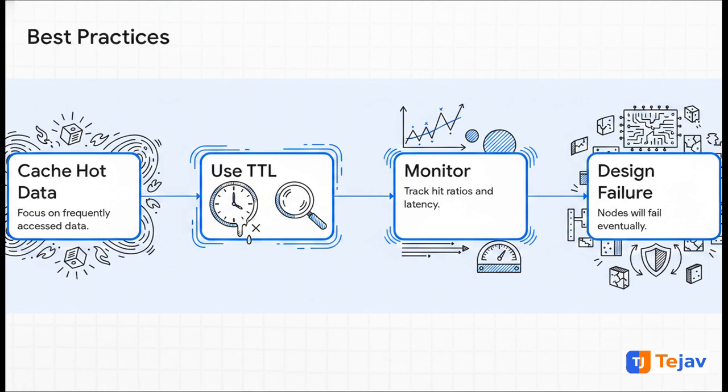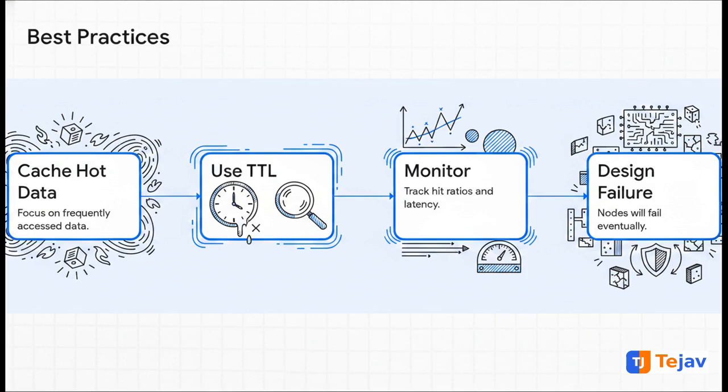Step 1, only cache your frequently accessed hot data. Step 2, use those TTLs, but use them carefully so you don't serve stale data. Step 3, get serious about observability. You need to actively monitor your cache hit ratios and latency graphs in real time. And step 4, always design for failure.